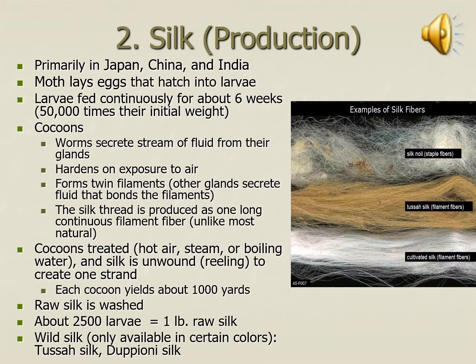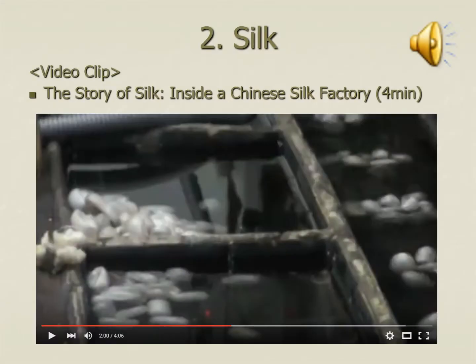So wild silk is only available in certain colors, these more natural hues of like browns and cream and off-white and that sort of thing. So when you see colored silk, then that's been done through some sort of finishing process. The picture on the right gives you an example of what these fibers look like as well. Here's another video, and this one is about the production of silk, and it's taken from a factory in China where silk is produced. It's not a real long video, but it's available through Canvas, so go ahead and watch it, and it will tell the story a bit better.